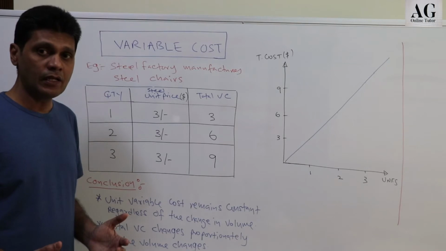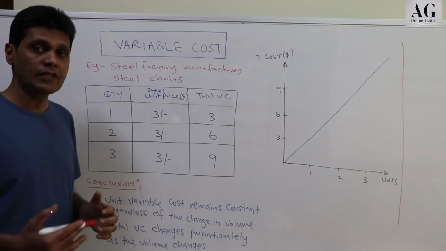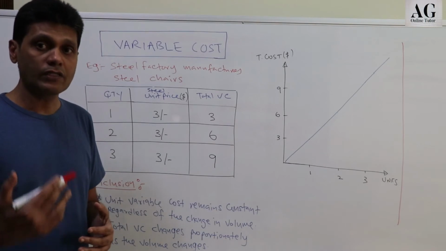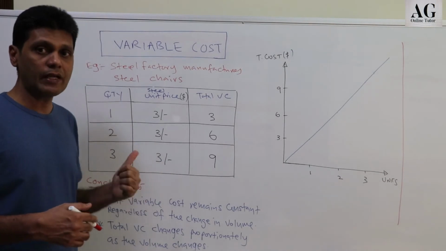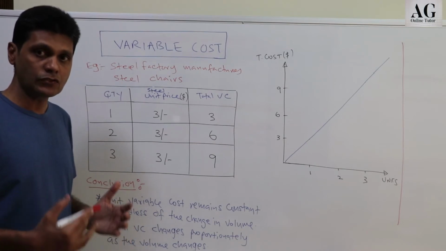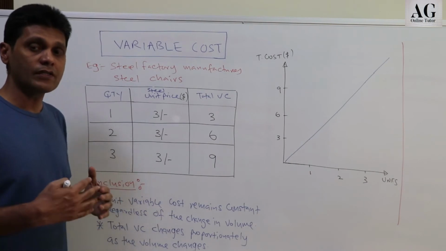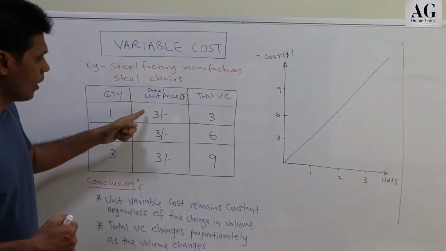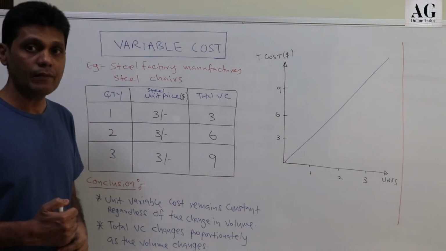Please remember, there can be instances where, when you purchase bulk quantities, there will be a trade discount, so a discount will be given on the purchasing price. But in this example, I have not assumed any trade discount. The assumption is there is no discount, so therefore your unit cost will be constant regardless of the amount that you produce. Now what conclusion can we draw from this particular table?